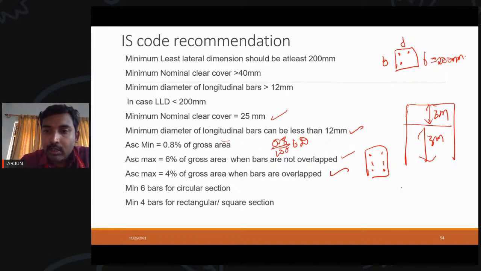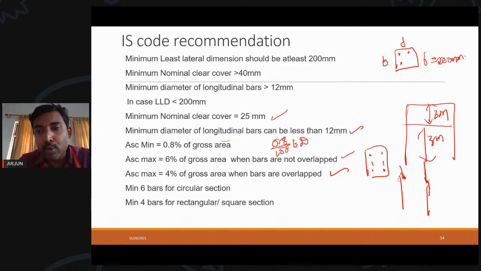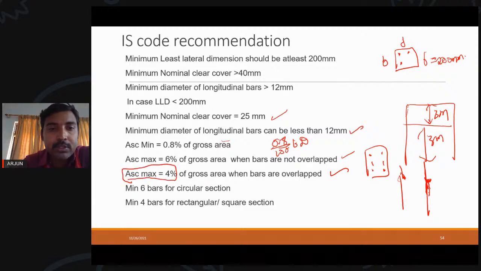Why? Because whenever there is a splicing of reinforcement, while pouring the concrete, the larger aggregate may get stuck here, which avoids the movement of the concrete into the cover portion. Thereby the durability of the structure decreases and also the strength of the concrete decreases. From this practical point of view, generally the maximum amount of compression reinforcement is restricted to 4%.